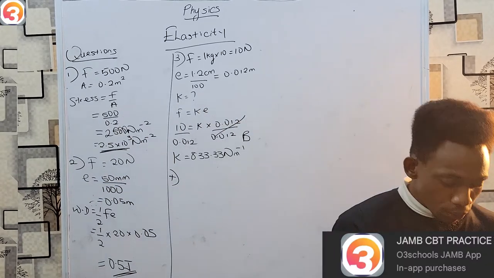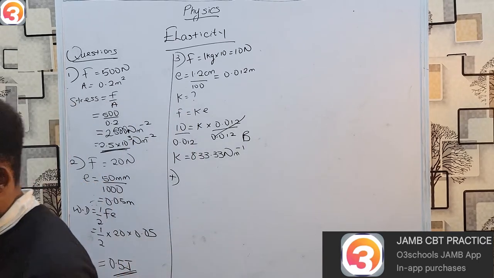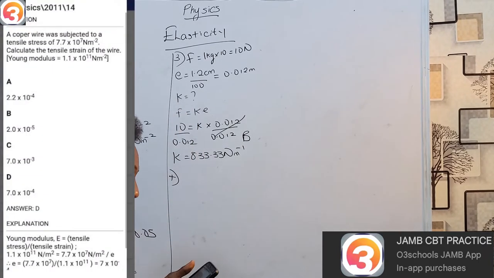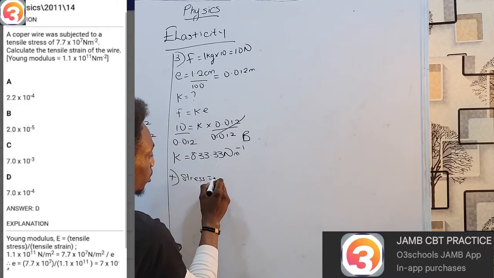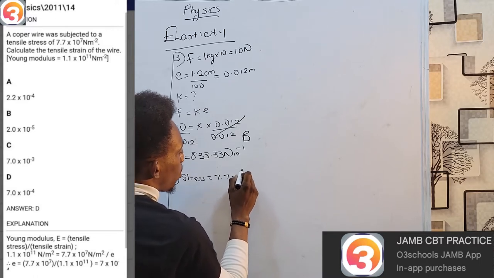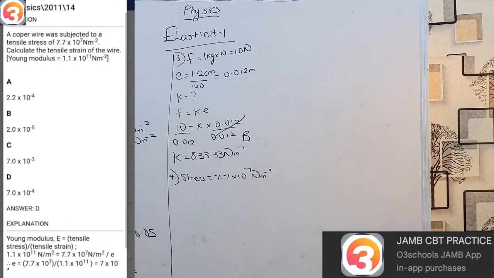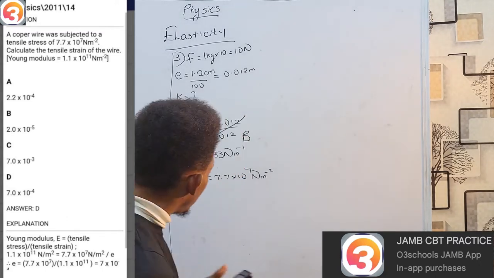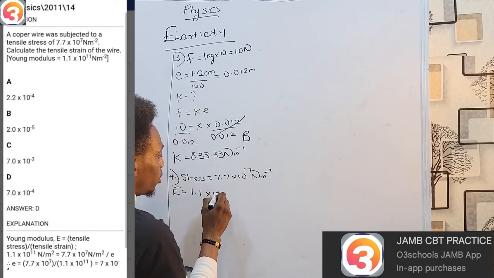Let's keep going. Question 4, this is from the year 2011. Question number 14. In this case, a copper wire was subjected to a tensile stress. The stress was 7.7 times 10 to the power 7 newton per square meter. We have been asked to then calculate the tensile strain of the wire, given that Young's modulus is 1.1 times 10 to the power 11.